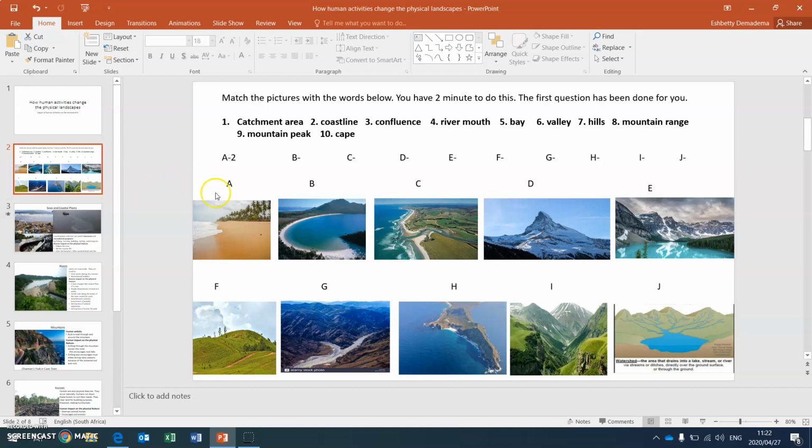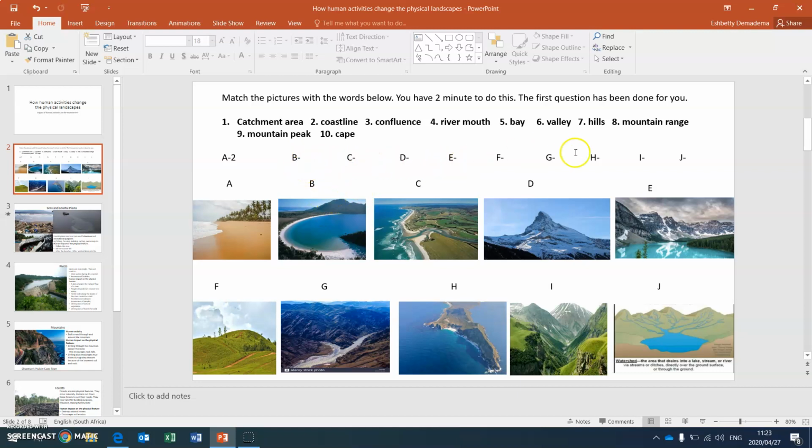What I want you to do here is match the pictures with the words below. So here are the words provided for you, and I've also got the pictures there. The first question has been done for you. A is 2. So 2 is a coastline. So A, this picture shows a coastline. B, find out what B is.